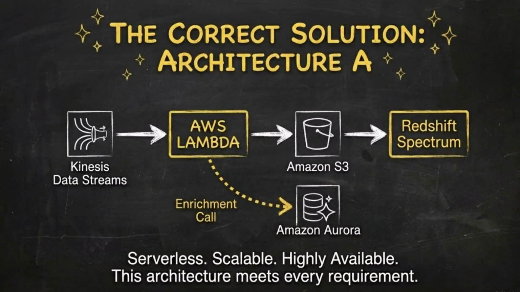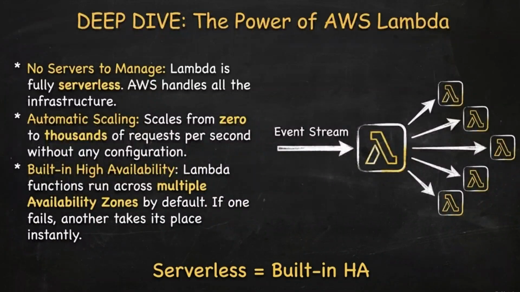And we're left with option A. Let's break down why this is the ideal solution. AWS Lambda is the heart of the architecture. Lambda is completely serverless. You don't manage servers at all.